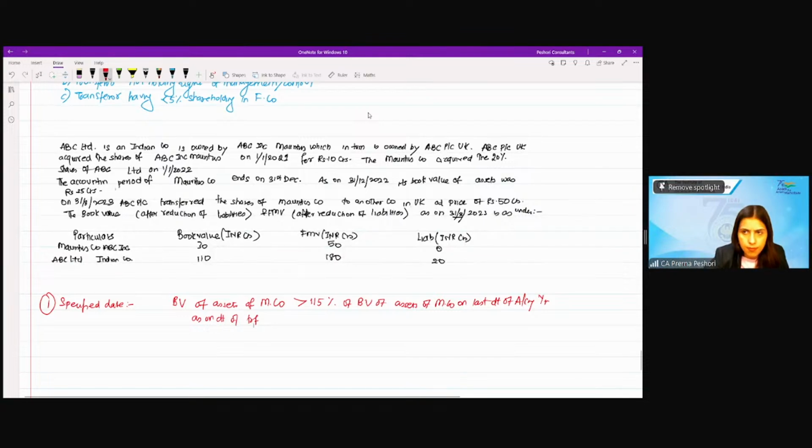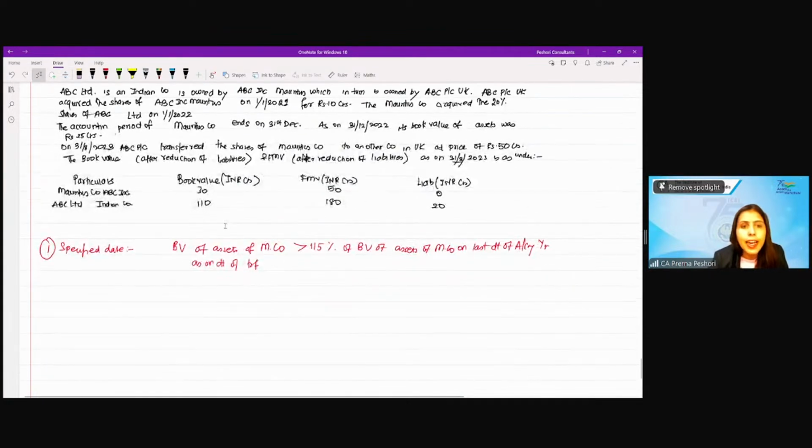मैम स्पेसिफाइड डेट के लिए तो हम बुक वैल्यू यूज करेंगे, correct. मॉरिशस की 30 and 110. No. 30 is right. 110 नहीं लेंगे. 30 and 25 करोड़ को कंपेयर करेंगे. Yes, that is right. So basically, as on the date of transfer, कितना दिया हुआ है? As on the date of transfer.